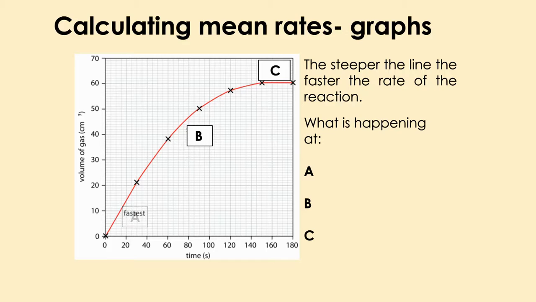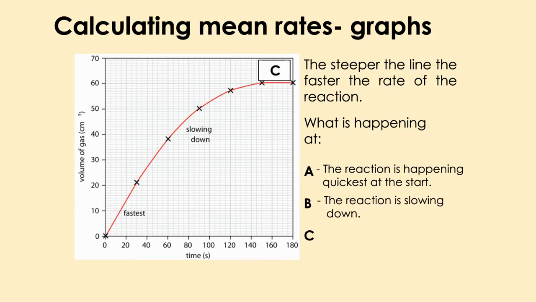So A is our fastest rate of reaction. Okay, so it's going to be quickest at the start, then it's going to slow down, and then at C, it's actually going to stop. So when the line becomes horizontal, that means the reaction stopped because we're not making any more hydrogen. The amount of hydrogen that's produced is not increasing, so the reaction has finished.